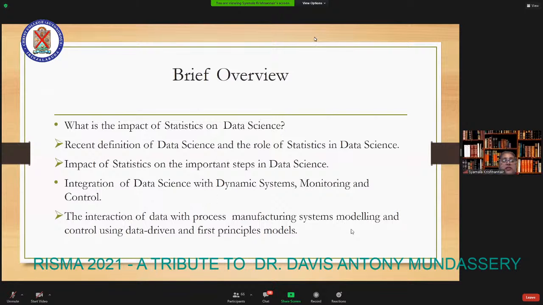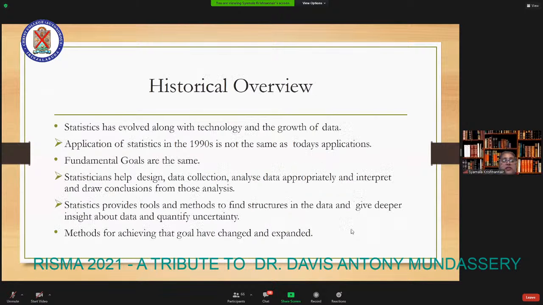The historical overview evolved along with technology and the growth of data. Why am I saying that? The application of statistics in the 1990s is not the same as today's application. You all know that. But the fundamental goals are the same, because statisticians help design data collection, analyze data appropriately, and interpret and draw conclusions from those analyses. Statisticians provide tools and methods to find structure in the data, give deeper insight about data, and quantify uncertainty.